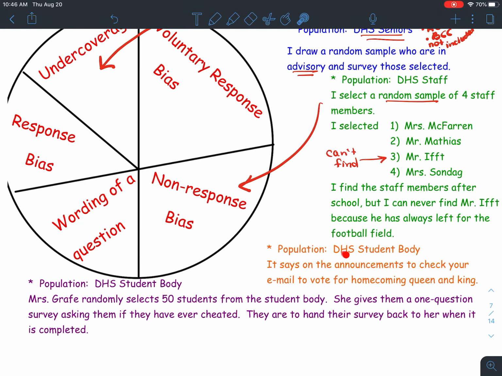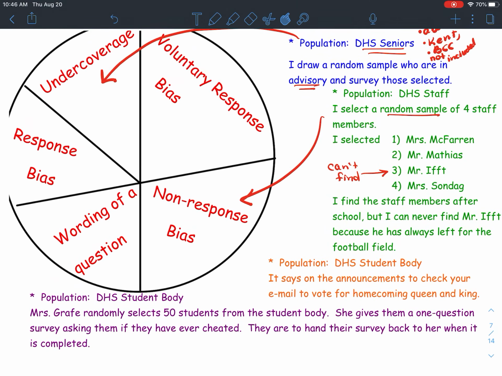It says the population is now the entire Dover High School student body. It says on the announcements to check your email to vote for homecoming queen or king. So if you go into your email, you can cast your ballot. Let's look at what we have here. Things we still have left are response bias, voluntary response bias, or the wording of a question. I think that when you go into your email and you vote, that is completely voluntary. So you are only getting responses from people who care about that particular issue. That would be voluntary response bias.